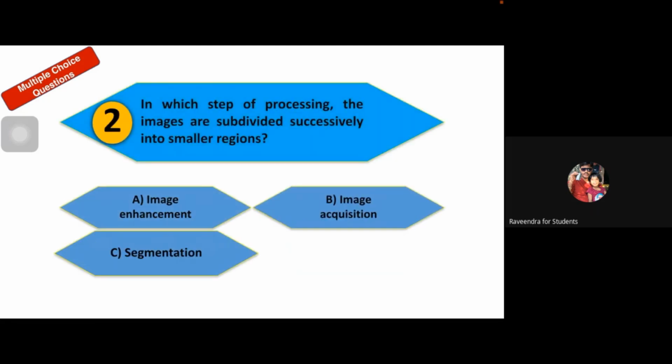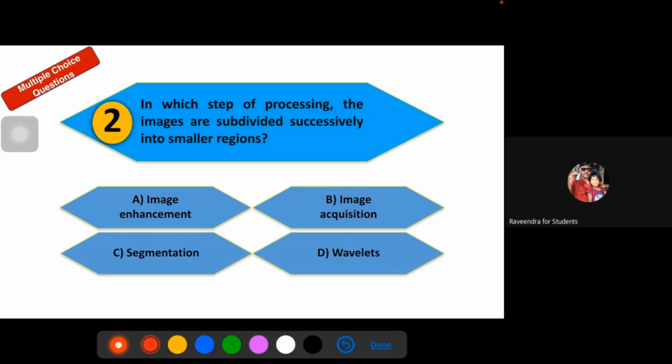Second one, in which step of processing are the images subdivided successively into smaller regions? Options are image enhancement, image acquisition, segmentation, and wavelets. So here if you observe, because the image is subdivided successively into smaller regions, the correct option is wavelets.